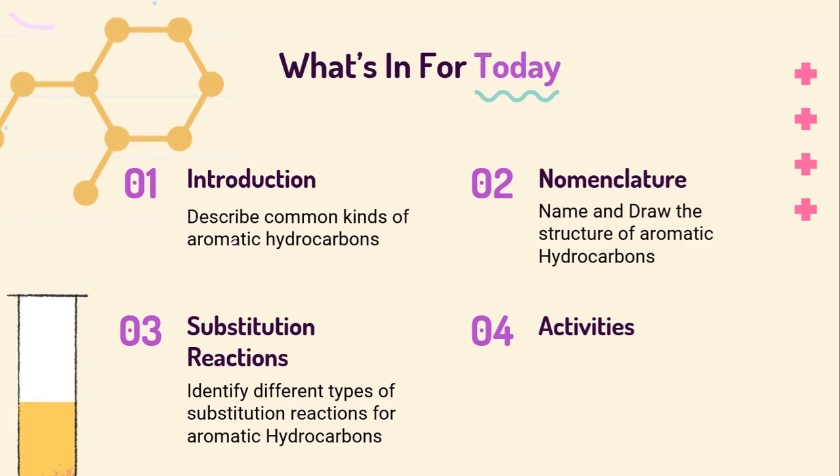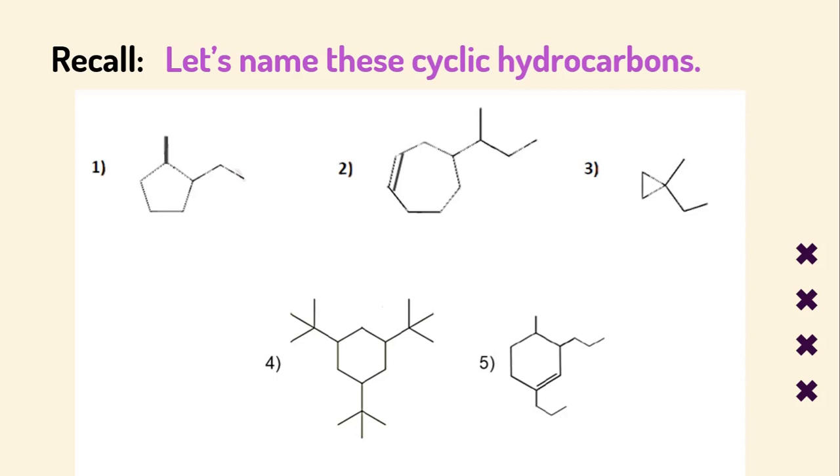So for today, let's have first a short introduction and a short recall. Second, let's go to the systematic way of naming these hydrocarbons. And third, let's get a basic understanding of the different reactions that they undergo to create such a variety of aromatic hydrocarbons. Before we get to the hydrocarbons, let's have a short review.